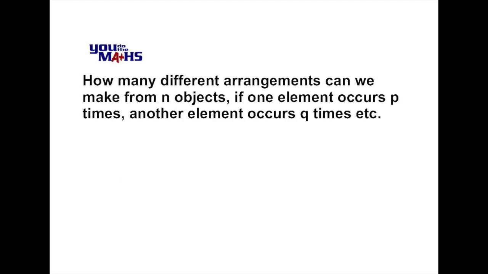A general case that will help us do this calculation in a variety of situations is this: if we've got n objects and we're trying to rearrange them, but one of the elements occurs multiple times, in this case p times, and another element occurs q times, and so on, the way to determine the total number of ways is n factorial, divided by the product of p factorial, q factorial, multiplied by however many times any other characters are repeated.